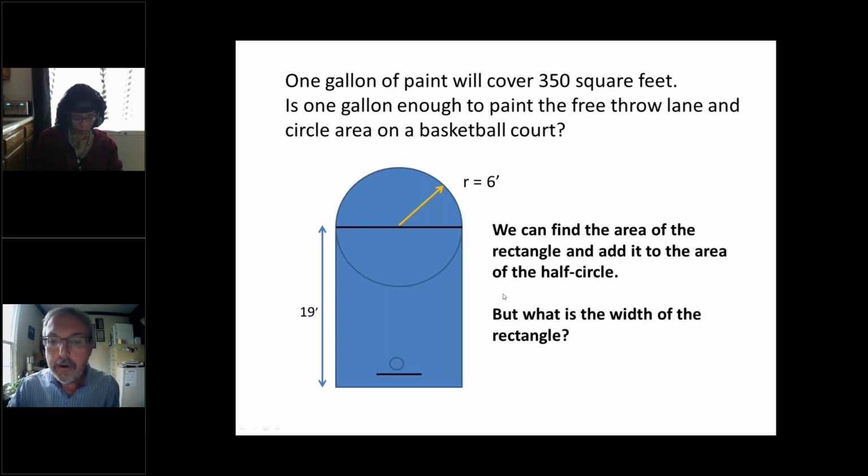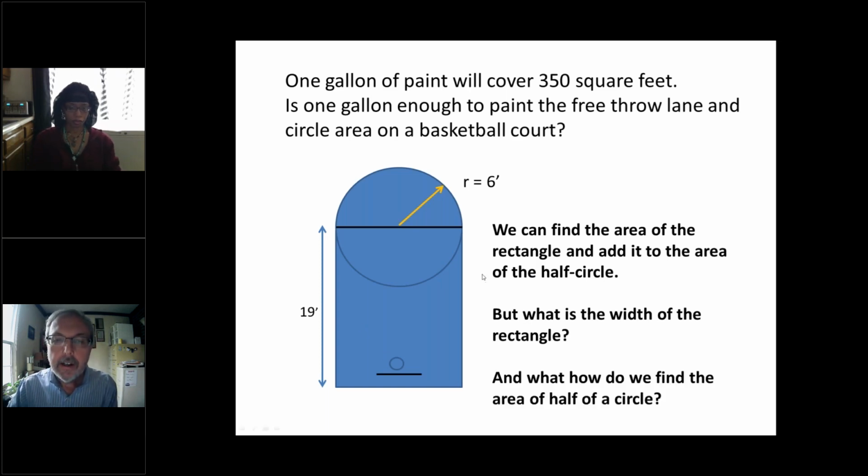So first of all, and we've already figured this out, the width of the rectangle, because we know that it's 6 feet for this radius plus 6 feet for that radius. So it's 12 feet across, which we've already figured out. And then we want to find the area of half a circle. So how do we find the area of half a circle? We know the formula for a circle. So how do we figure out what the area of half a circle is?